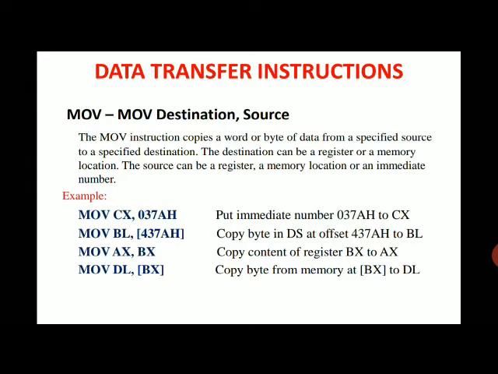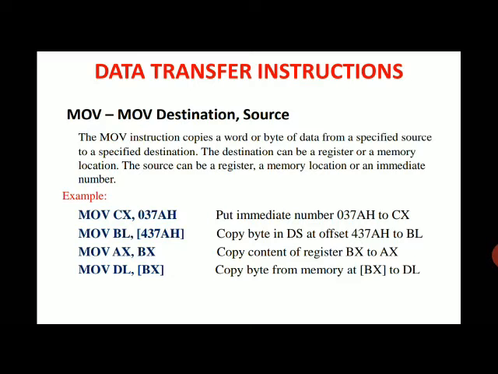See the next example, MOV BL, [437AH]. Wherever you are seeing square bracket, it indicates the memory location. So the data present in that memory location is copied into the BL register. BL register is an 8-bit register. So the data present in the memory location is moved into BL register.